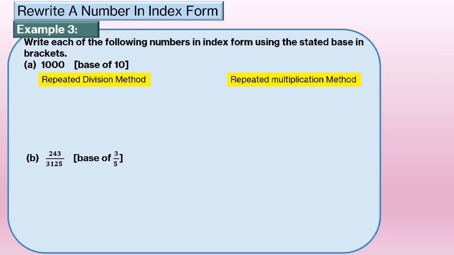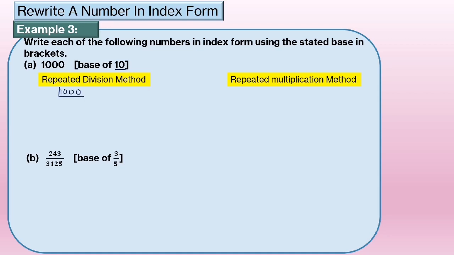Okay, now we are going to learn how to rewrite a number in index form. So we have two methods. The first method is the repeated division method. The second method is the repeated multiplication method. So I will show you both methods. Okay, so for a, 1000. The base is 10. So we use the repeated division method. So it will be like this.